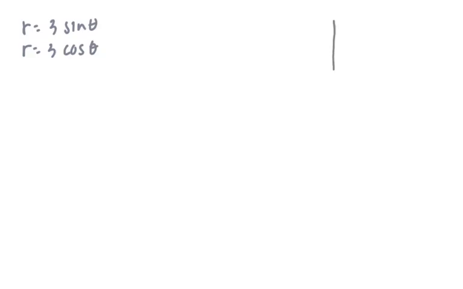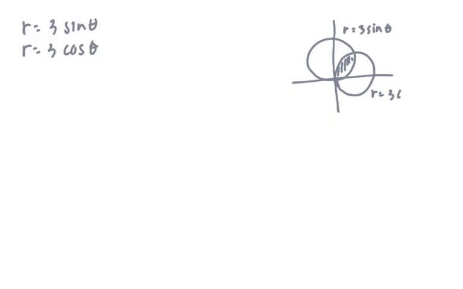So if we look at these graphs, 3 sine theta is a circle sitting up here, and 3 cosine theta is a circle sitting here. They both have a radius of 1. One of mine looks bigger than the others. That's because I don't draw perfect circles. So we're looking for this area here where they overlap.